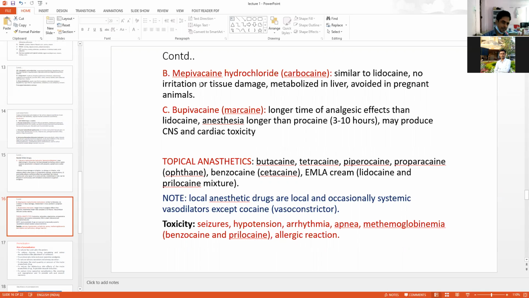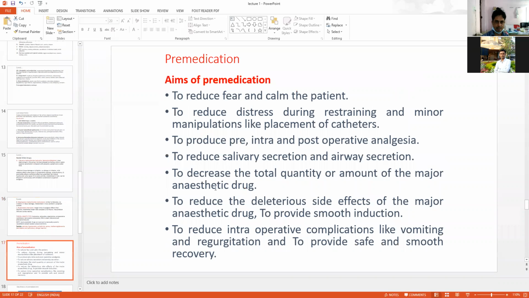Suppose I have mentioned different classifications here, but at least you should know the broad classification. These are ester-linked, and these are amide-linked. Topical anesthetics are these. So these are some basic things which you have to remember for your further exam and even for your further routine practice.